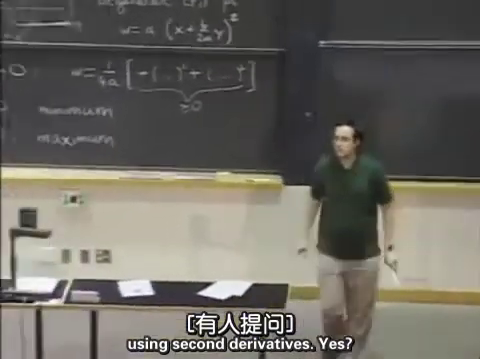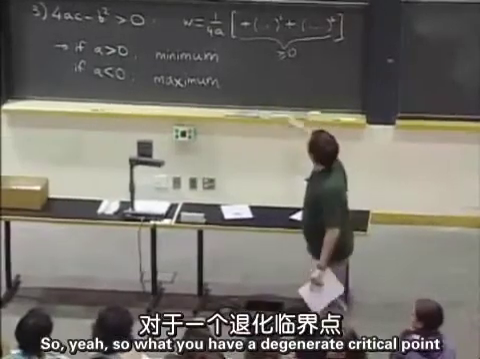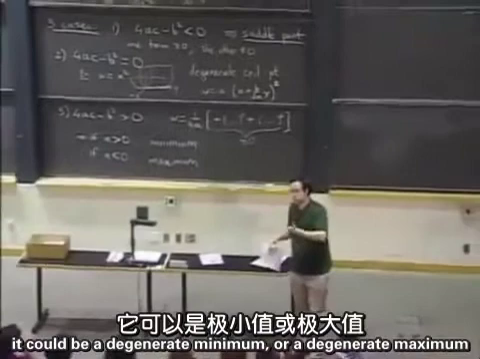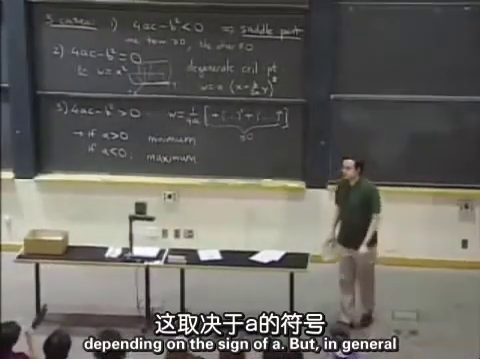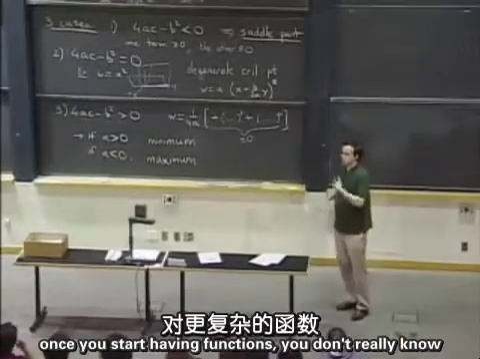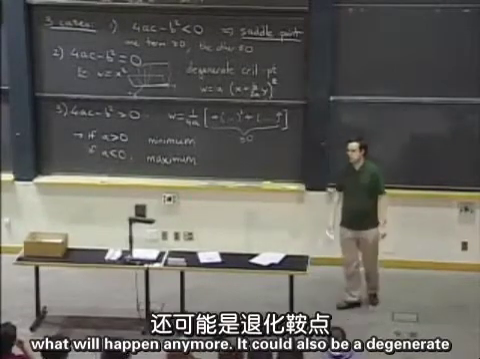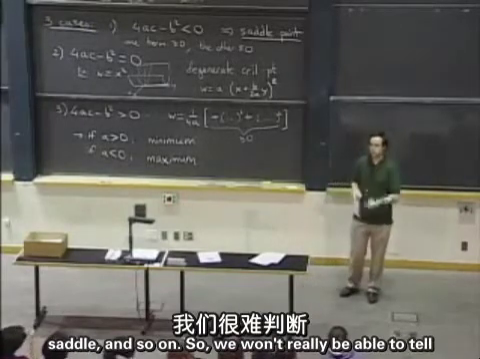Yes? So when you have a degenerate critical point, it could be a degenerate minimum or a degenerate maximum, depending on the sign of A. But in general, once you start having more complicated functions, you don't really know what will happen anymore. It could also be a degenerate saddle and so on. So we won't really be able to tell.